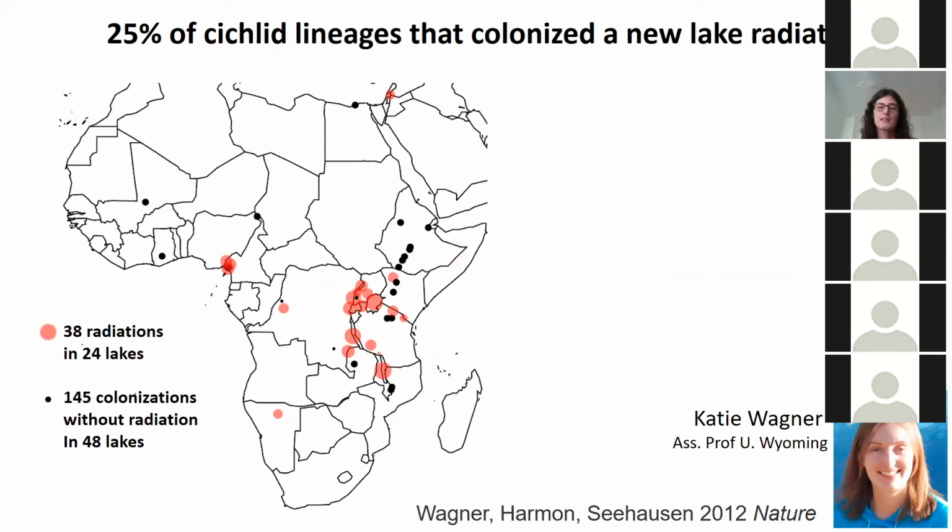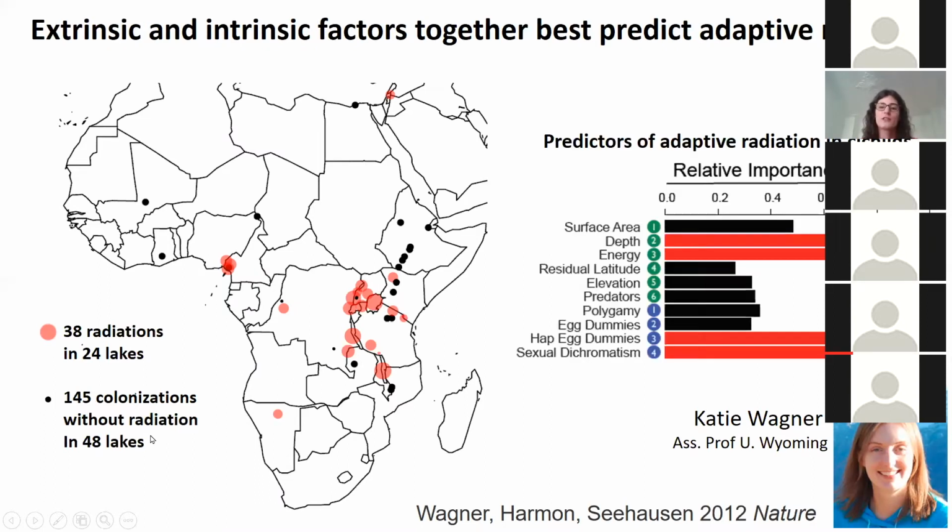However, cichlids don't just colonize a lake and then radiate. Actually, in most cases, when cichlids colonize a lake, they don't form any adaptive radiation. Katie Wagner, a former postdoc of Ole Seehausen, with whom I worked together during my PhD and first postdoc, studied what predicts, if cichlids colonize a lake, if they radiate or not. She found that in about 25% of the cases where cichlids colonized the lake, they radiated. But she also found 145 colonizations where radiations did not happen.